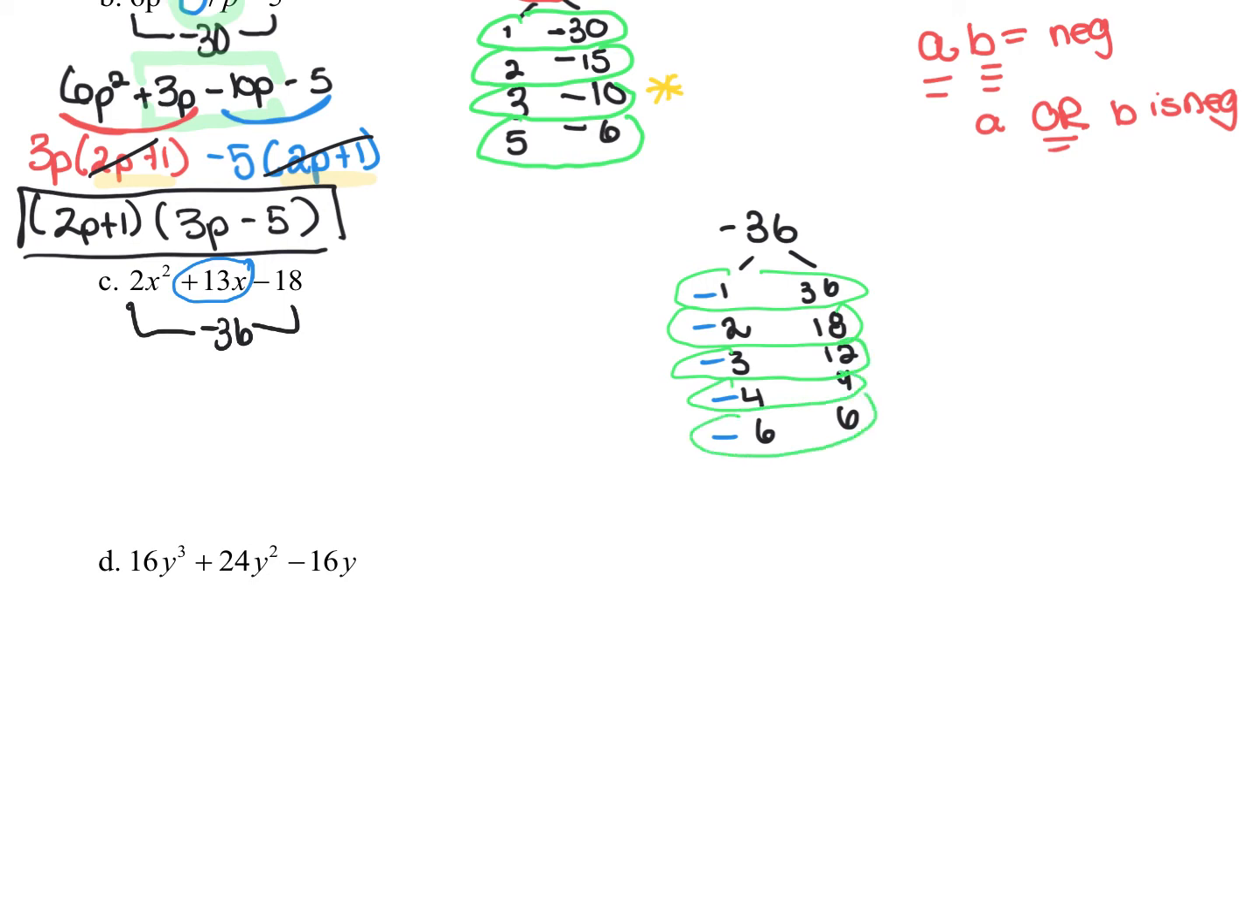So when I add these up, this adds to 0. This one adds to positive 5. This one adds to positive 9. This one adds to positive 16. And this one adds to positive 35. None of those are my 13, which means that this is not factorable.